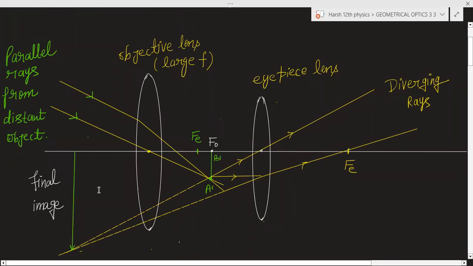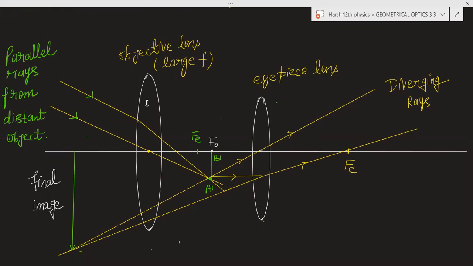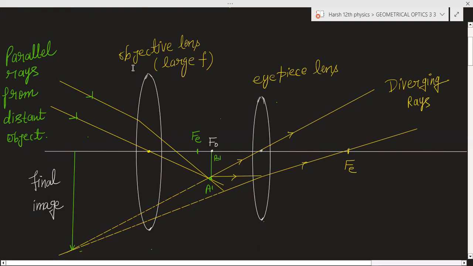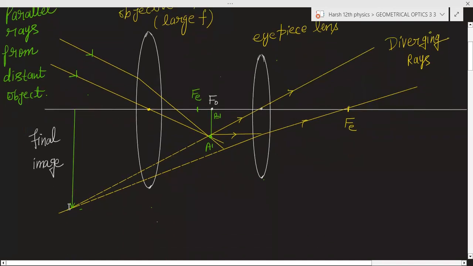So basically what is happening, you can see first is the objective lens, and the objective lens is bigger in case of telescope. In case of telescope, the objective lens is bigger as compared to the eyepiece lens. Why is the objective lens bigger? Because to collect more light, the lens should be bigger. So parallel rays are coming from the distant object, and this objective lens is forming the image here, and this image is working as a virtual object for the eyepiece lens, and this eyepiece lens is forming the image here, and this is the final image.